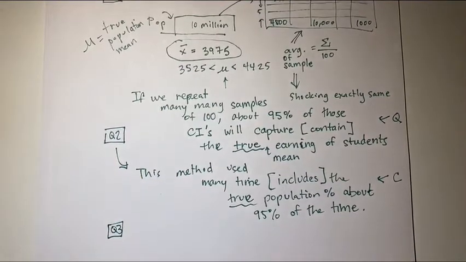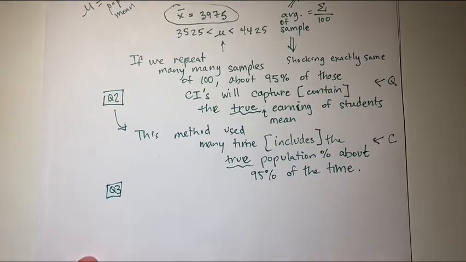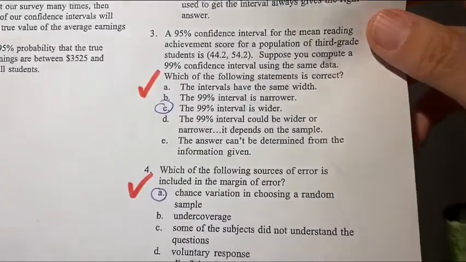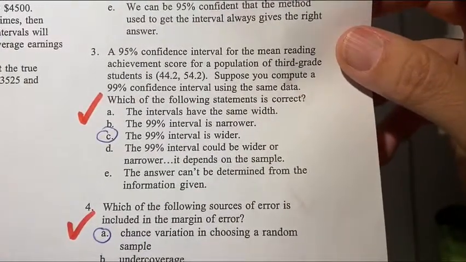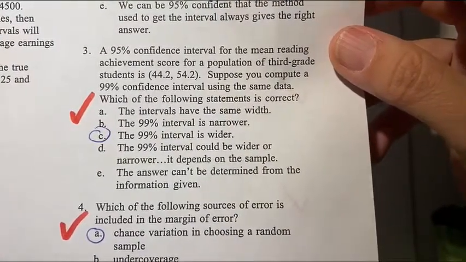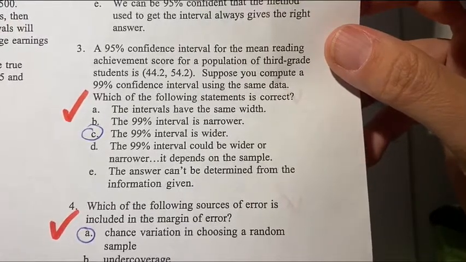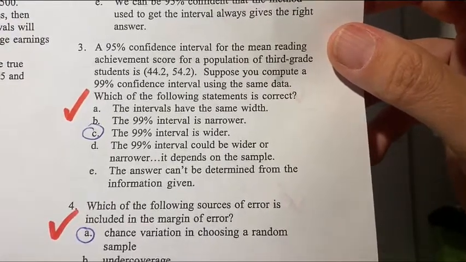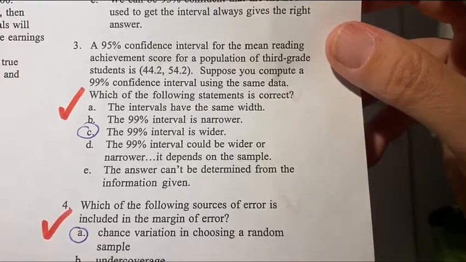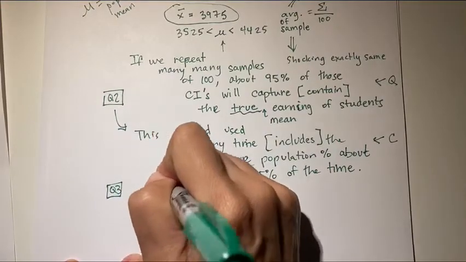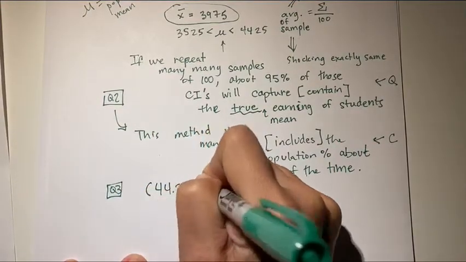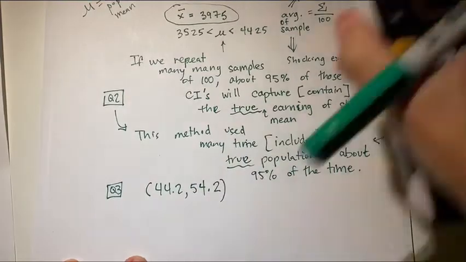Quite a lot of people are starting to get this question right. We've struggled to get this one right the last few chapters. So it states, a 95% confidence interval for the mean reading achievement score for a population of third grade students is between 44.2 and 54.2. Suppose you computed a 99% confidence interval. What would happen?